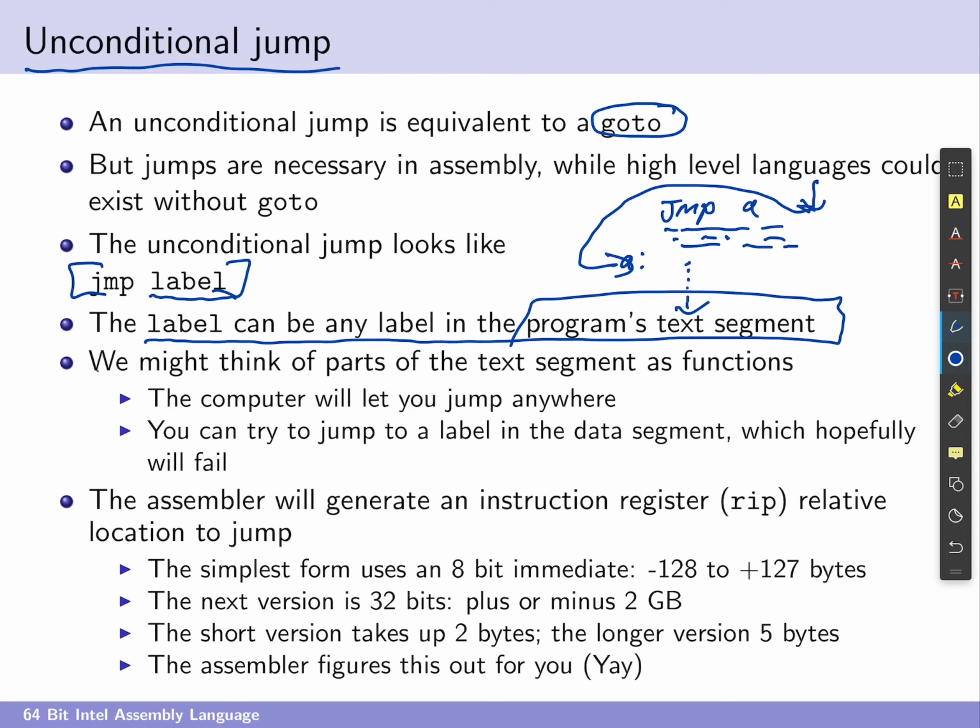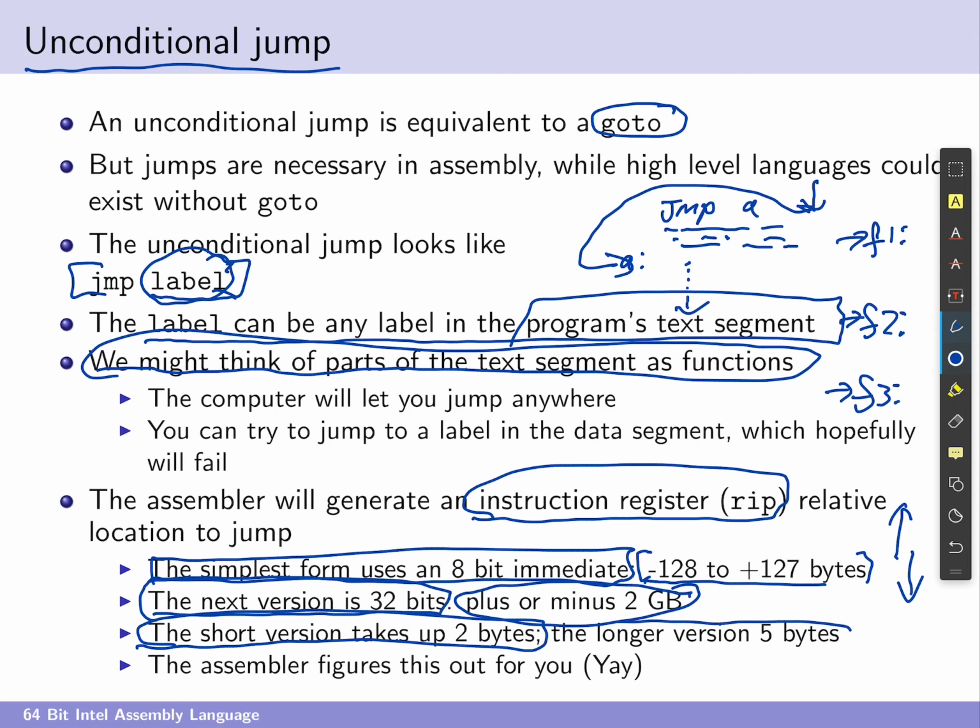The shorter version of this jump takes up 2 bytes of space. Remember again, the XOR with 32-bit registers took up less space than the XOR with 64-bit registers. The same thing applies here: the short jump only takes up 2 bytes and the long version takes up 5 bytes.